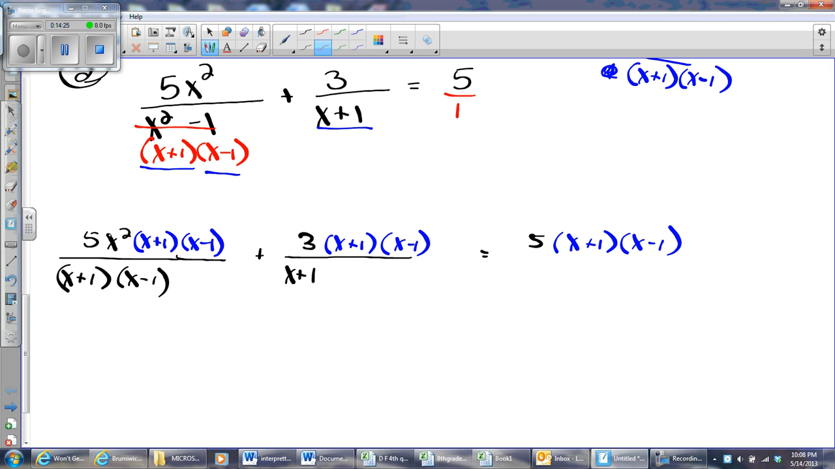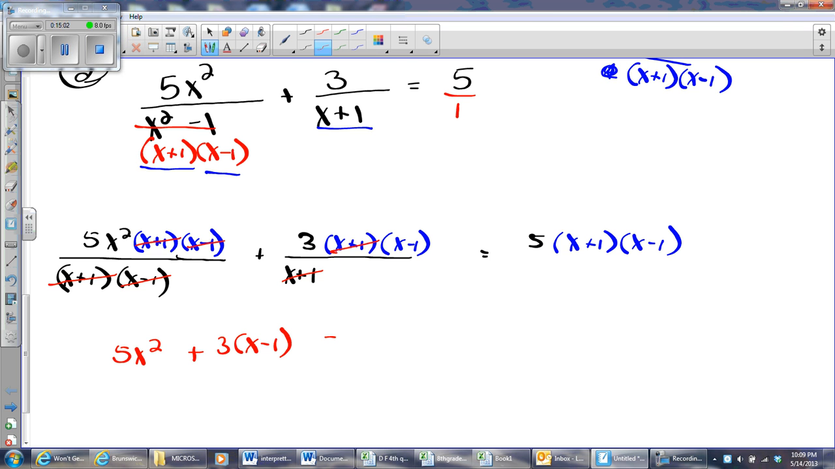Okay, now I'm ready to simplify. I look at this first fraction. In the numerator I have a 5, an x squared, 1 more than x, 1 less than x. My factors in the denominator are 1 more than x, 1 less than x. The numbers that show up more than once simplify. They cancel out. What am I left with? 5x squared. Now, in the second problem, my factors in the numerator are 3, 1 more than x, 1 less than x. My denominator has 1 more than x. Those two show up twice, and so now I have 3 times the quantity of x minus 1.